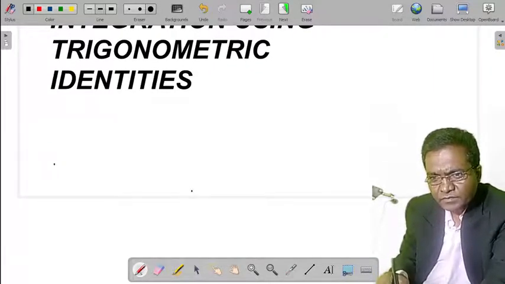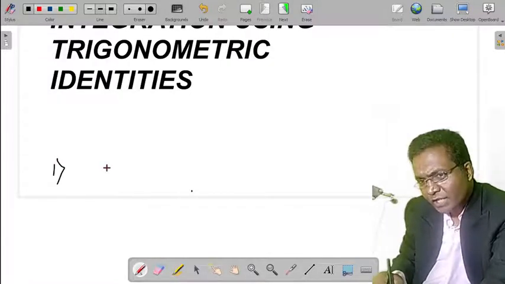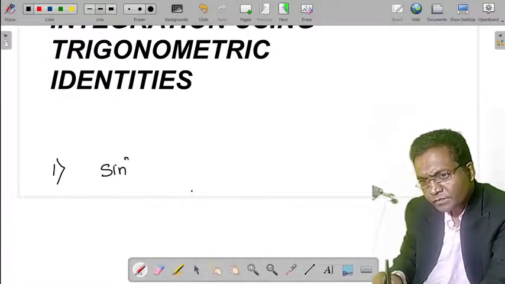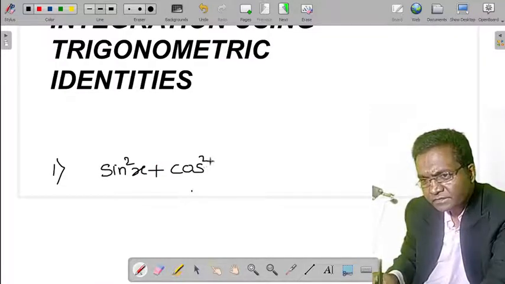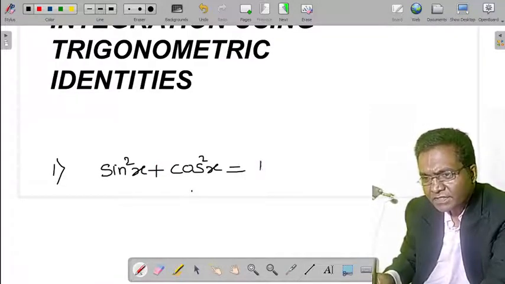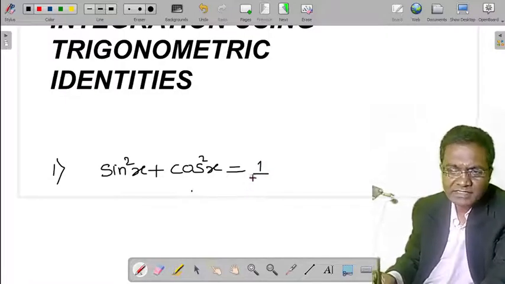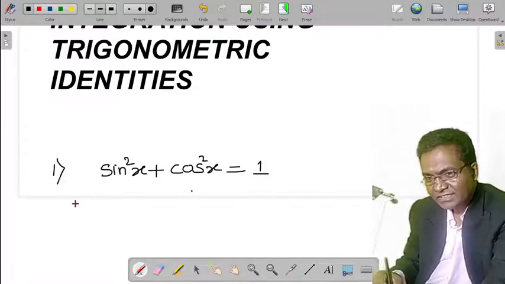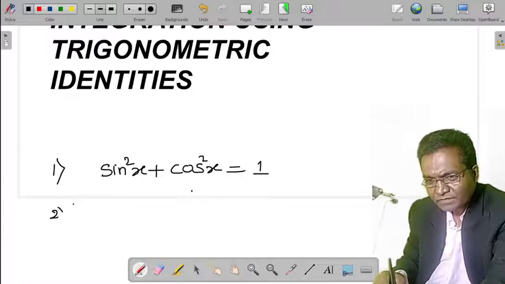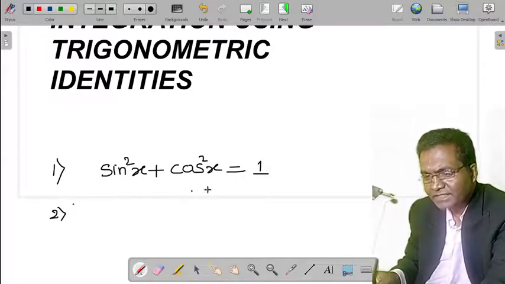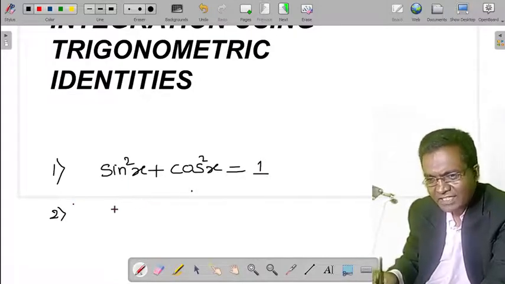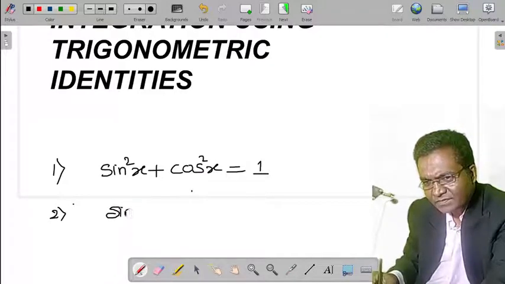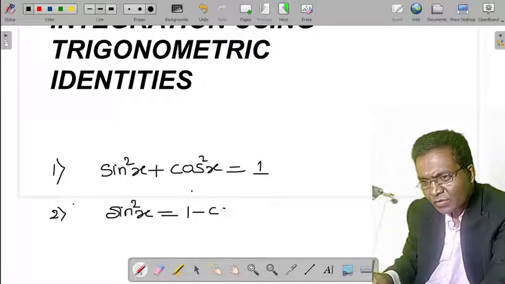See here, as you know, sin square x plus cos square x equals 1 is the very first trigonometric identity. This can be used. If you transfer this cos square to this side, you will get a new relation, that is sin square x can be written as 1 minus cos square.